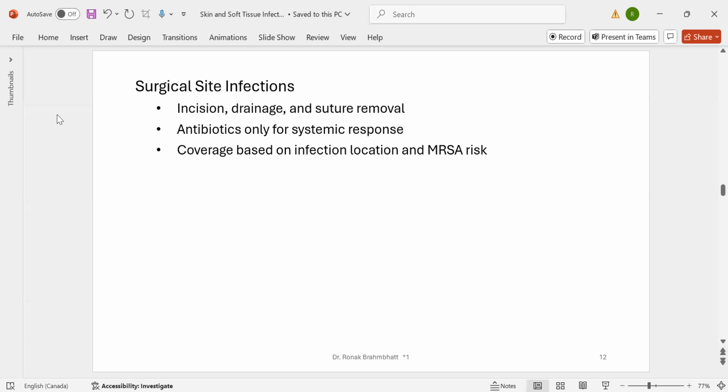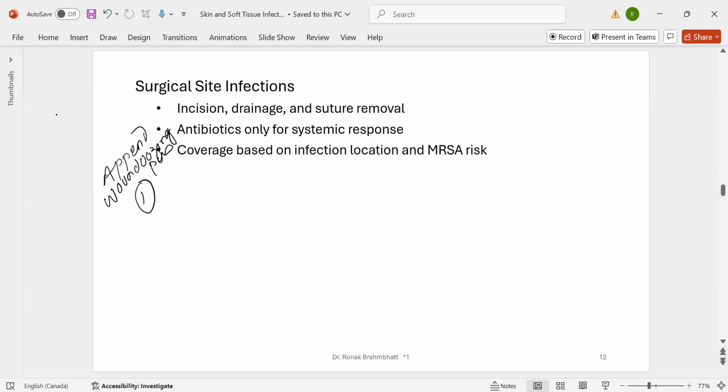All right. Then let's switch gears and move to surgical site infections. Anytime there is a surgical site infection, we follow certain steps. Let's say somebody had a surgery, like an appendicectomy or something. And now you see that the wound is oozing pus, nothing else. The wound is oozing pus.